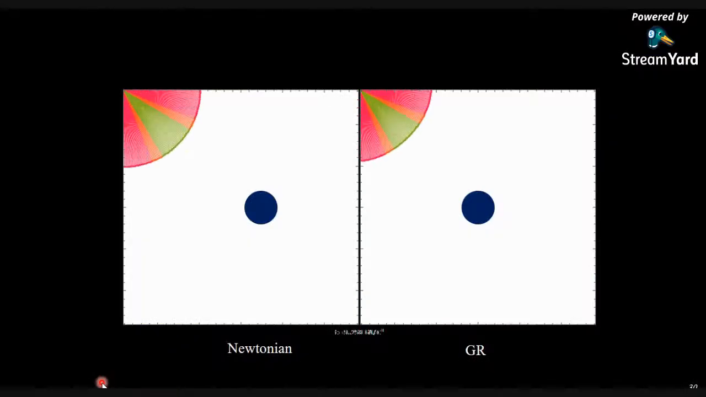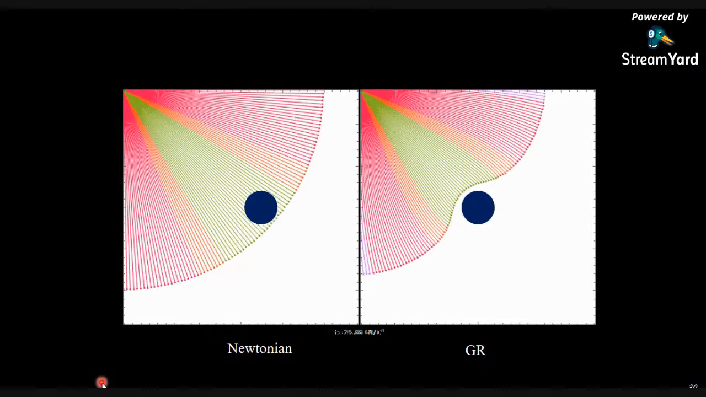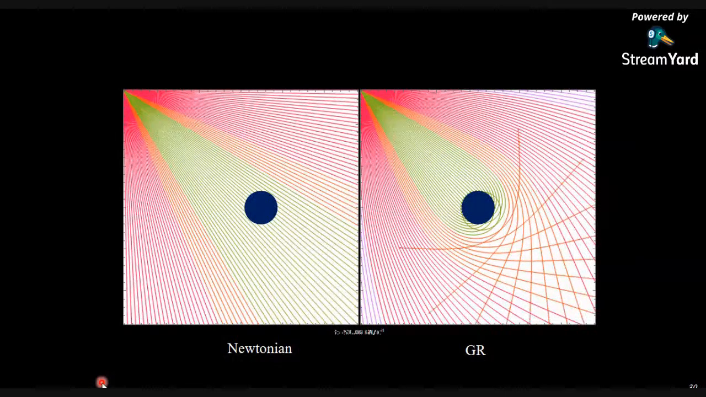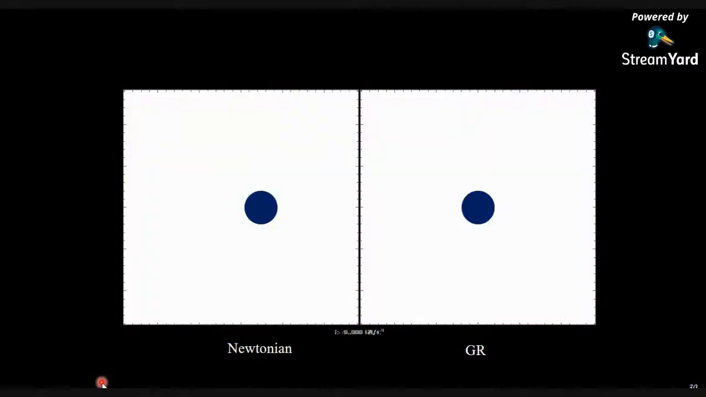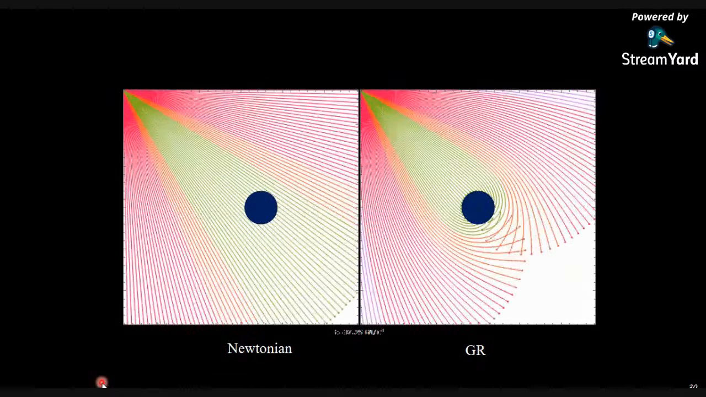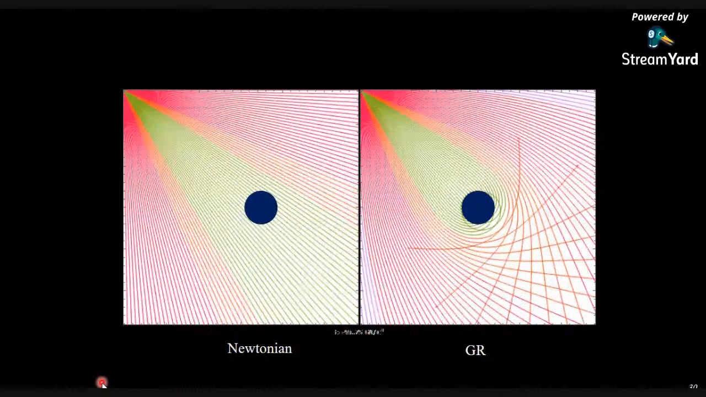And as we said before, gravity changes the path of light, and this causes time to pass slower around any mass. Here is a comparison between Newtonian and GR frames.